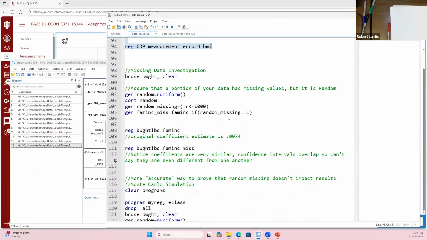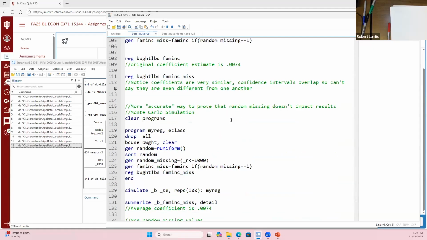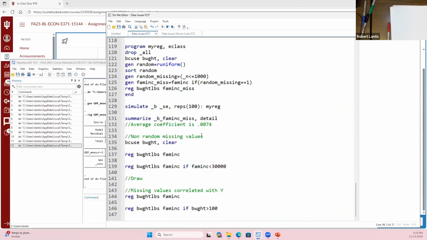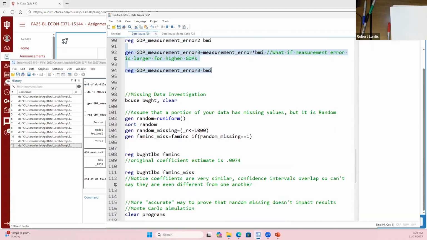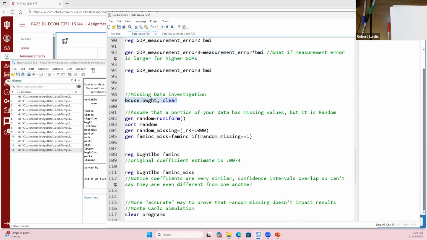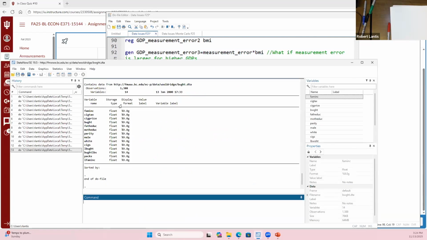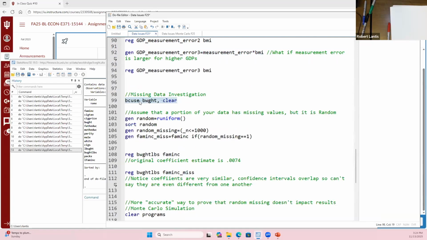So if we go back to that do file, right? I've got some examples set up here where we can actually look at some of this missing data and once again prove this to ourselves with data. So I've got this free data set, which is this birth weight data set that exists in Stata behind the scenes, right?